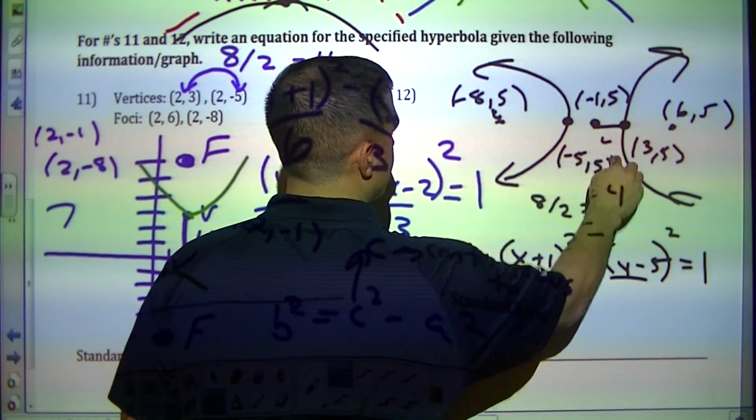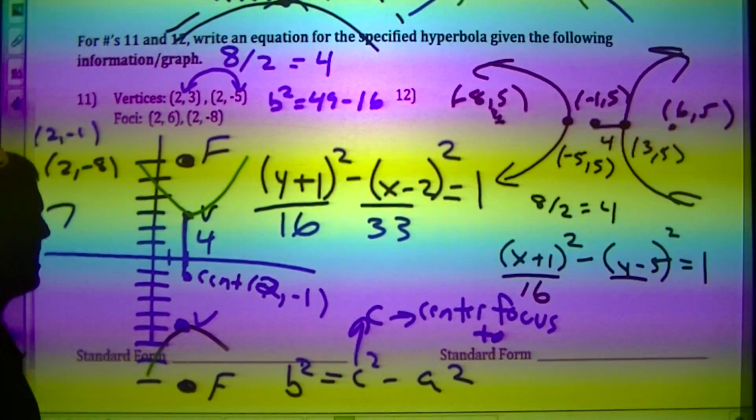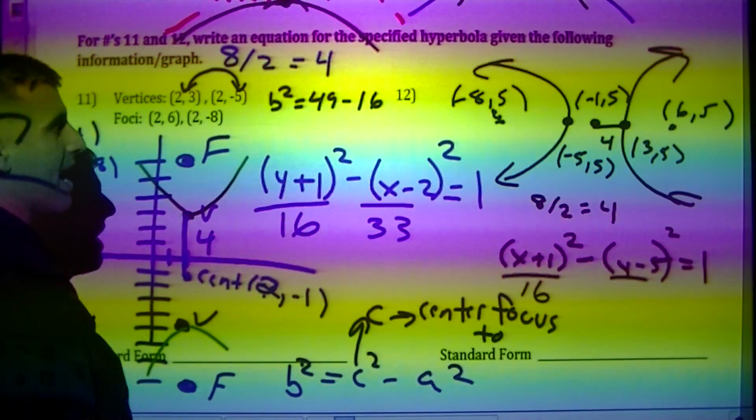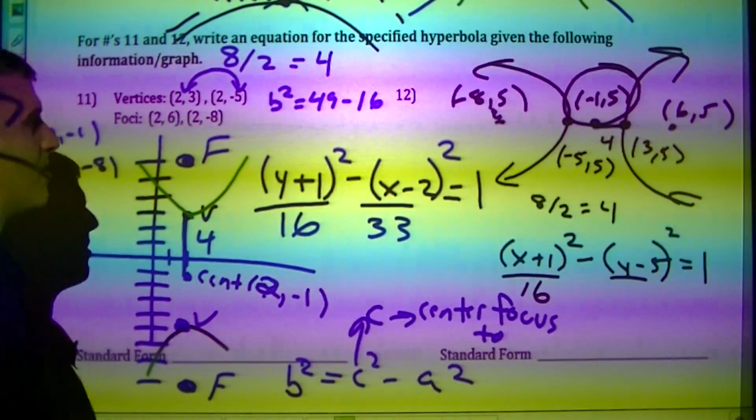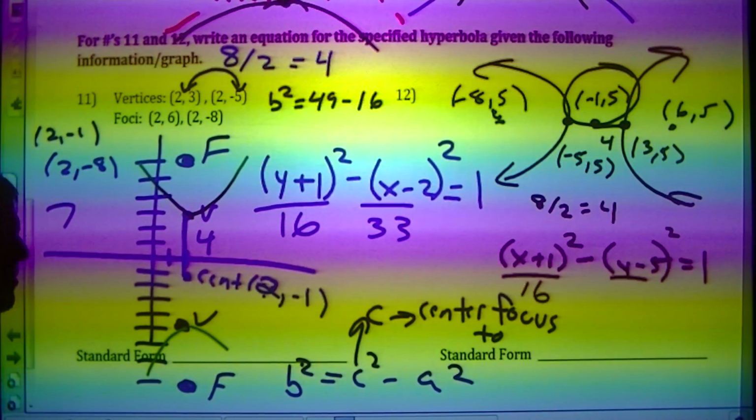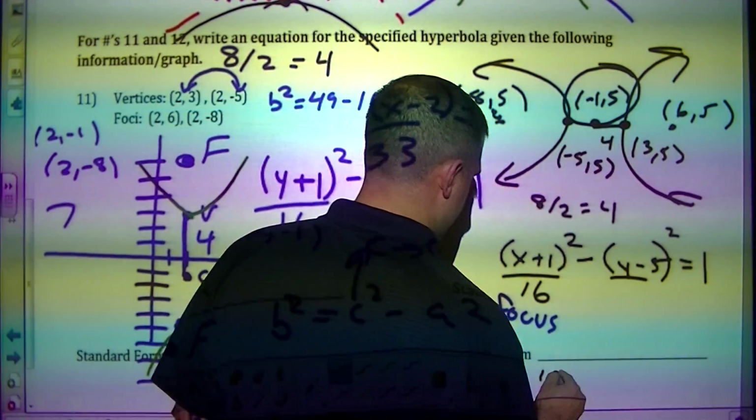Those 4 spaces there is going to go under there. It's going to be 16. Okay? Now, I got to look at it. If my center is -1, 5, and that's that one, that's going to be another 7 spaces. Okay? So I think I gave you the same problem here.